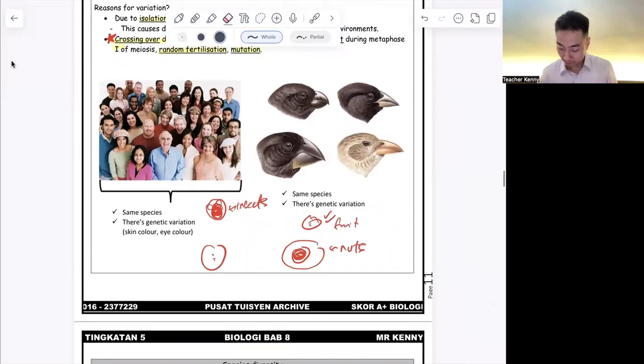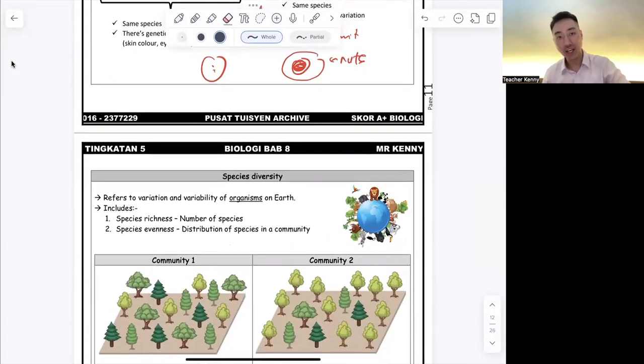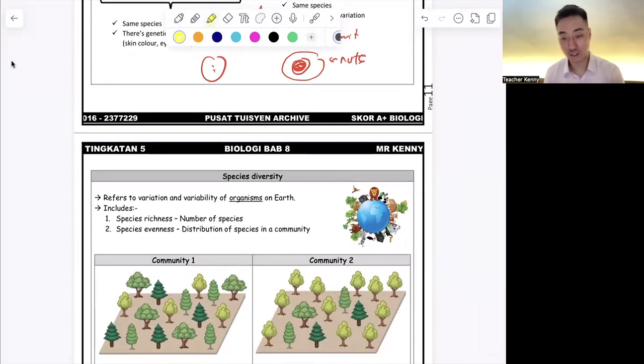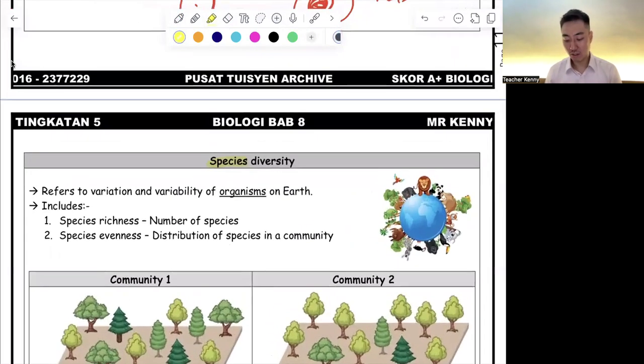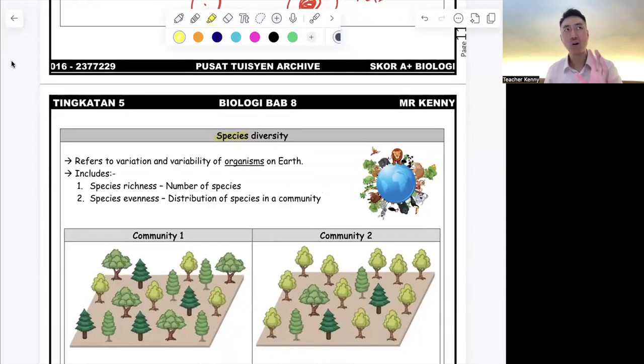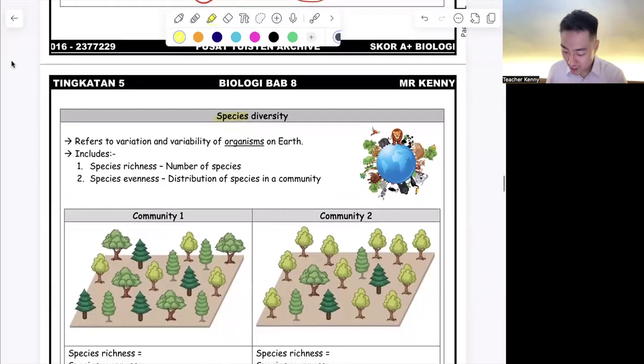Understand? So the next way to qualify whether my country is diverse or not, we look at your species. You cannot just say, oh, I have a lot of animals here, but all your animals are only two types of animals. So we don't say you're diverse. You have a lot, yes, but diverse, no. You see the difference? So species diversity means the variation, many types of organisms on the earth.